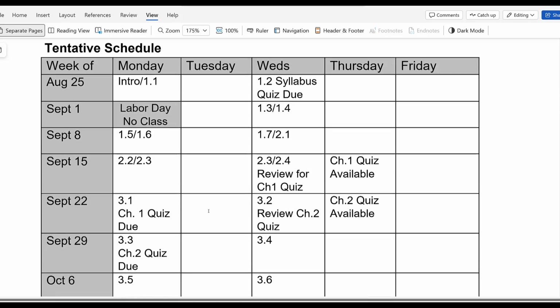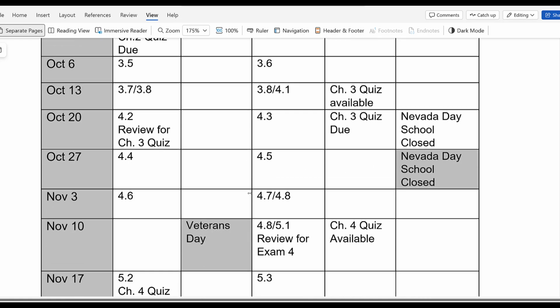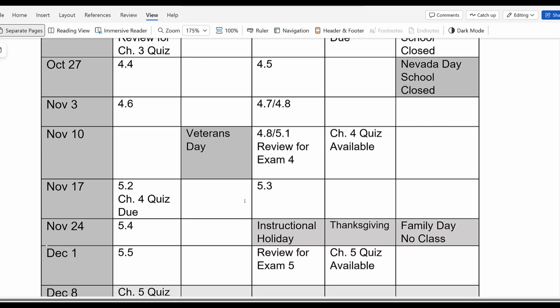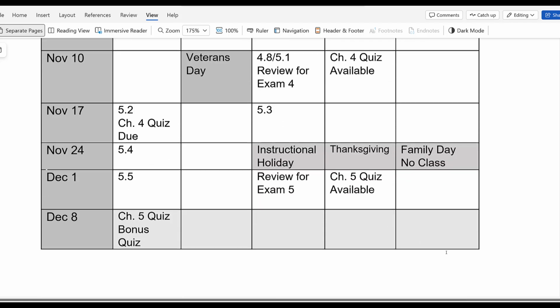When we get down here to our schedule, we start with our intro to the first day, and 1.1, then 1.2, then 1.3 and 4 and 5. So you can see in that first 3 weeks, we're going to finish chapter 1. And then we get on to chapter 2. And then chapter 3 is a little bit longer. Chapter 4 is a little bit longer. Chapter 5 is a little bit shorter. And then there's our semester.